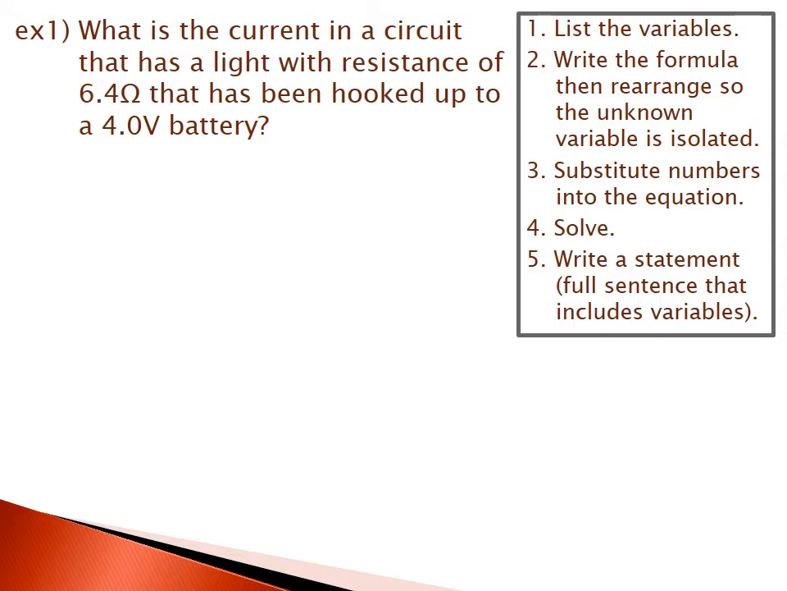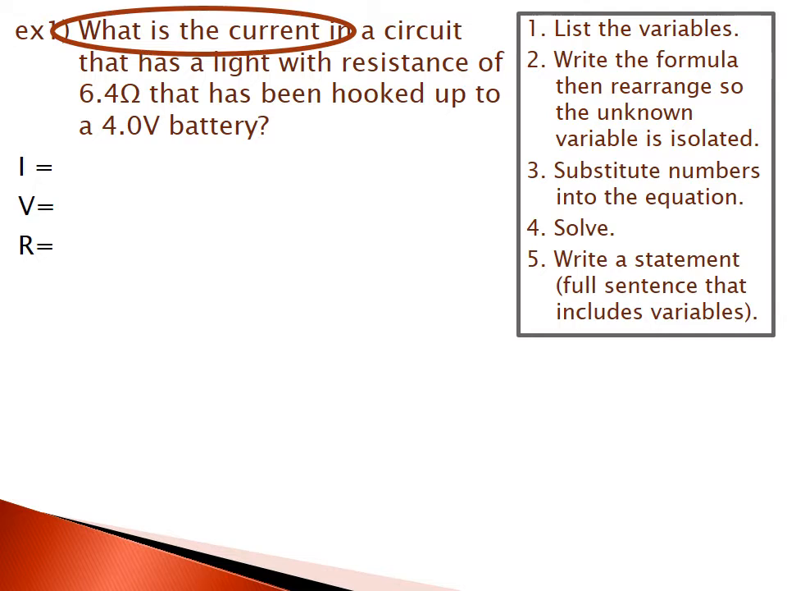Example 1. What is the current in a circuit that has a light with resistance of 6.4 ohms that has been hooked up to a 4.0 volt battery? The first step is to list our variables. Already in your booklet it says I equals, V equals and R equals. On the quiz these will not be given to you, but this is the first thing you'll want to do. List your variables.